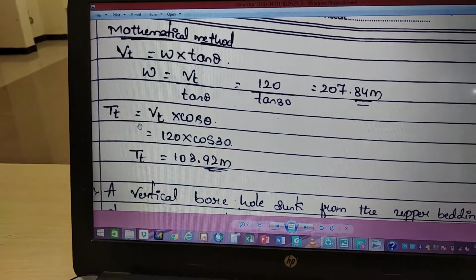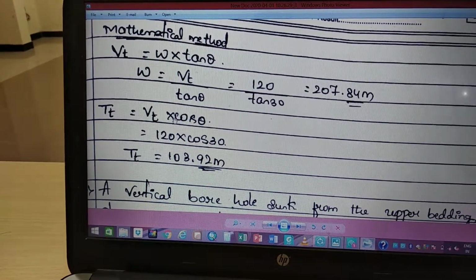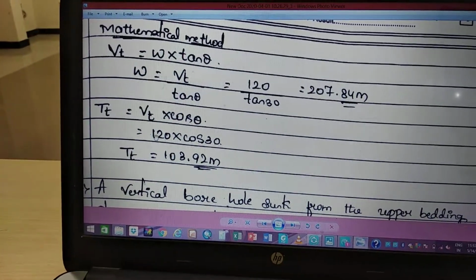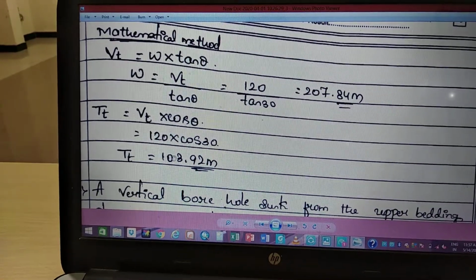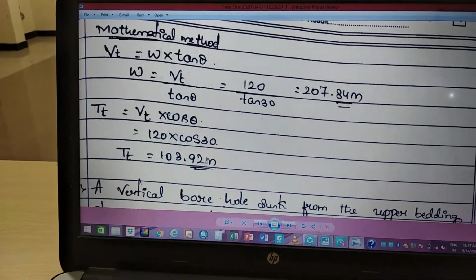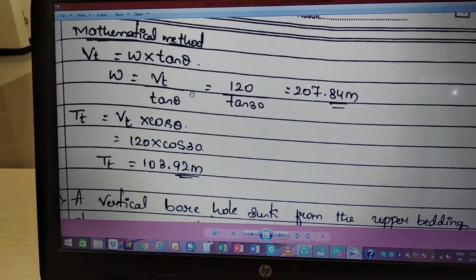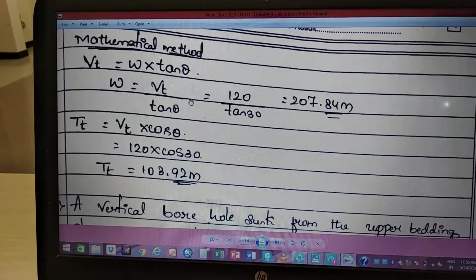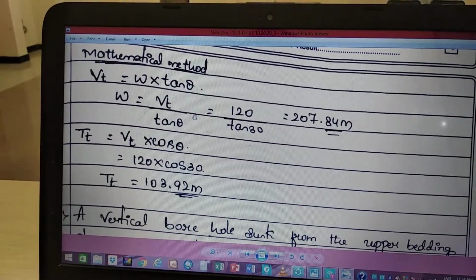To calculate the true thickness, the formula is TT equal to VT into cos theta. We know the VT value: 120 meters multiplied by cos theta, the angle of inclination of the bedding plane. Altogether we get a true thickness of 103.92 meters. This is how we calculate the thickness problem using the graphical method as well as the mathematical method. There are 4 types of problems in the thickness problem.